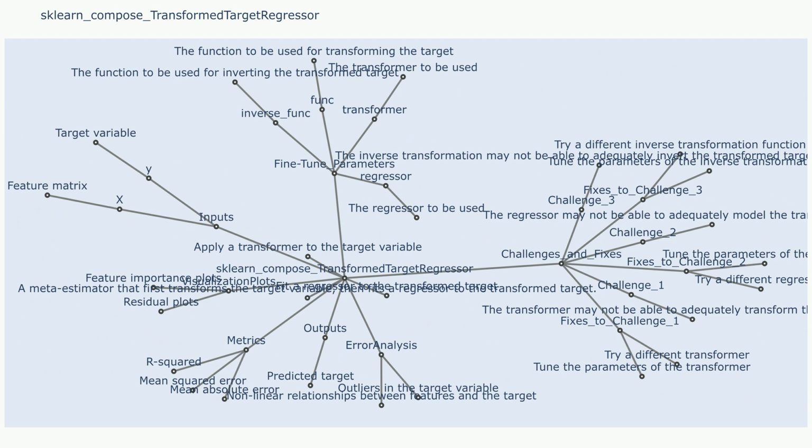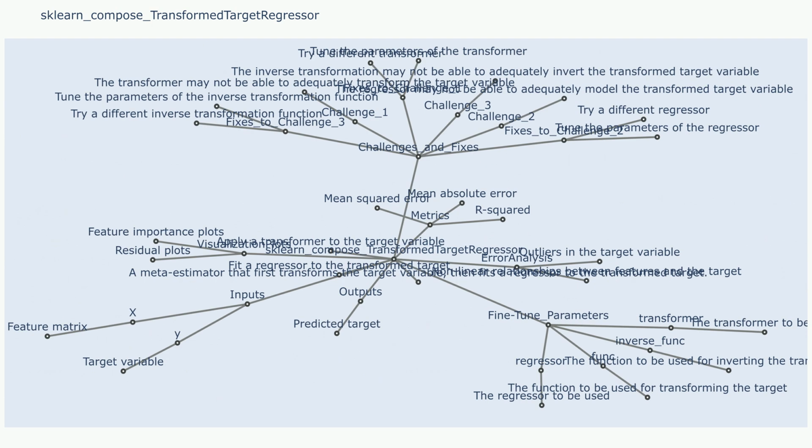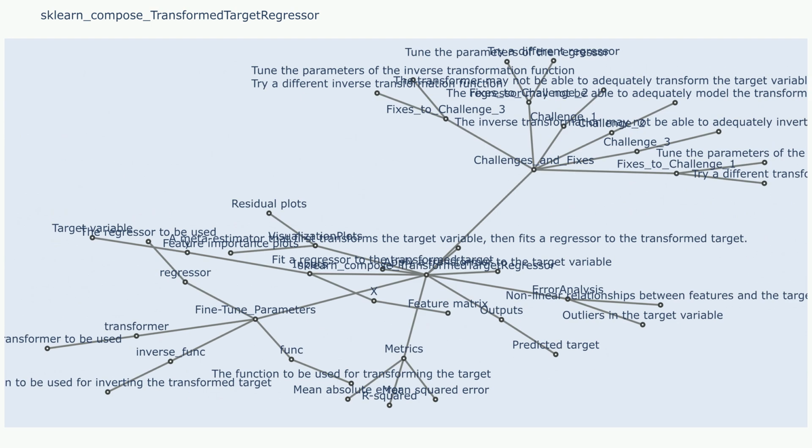Steps. Fit the transformer to the target variable. Transform the target variable using the fitted transformer. Fit the regressor to the transformed target variable and the features. Predict the transformed target variable using the fitted regressor. Inverse transform the predicted transformed target variable to get the final predictions.